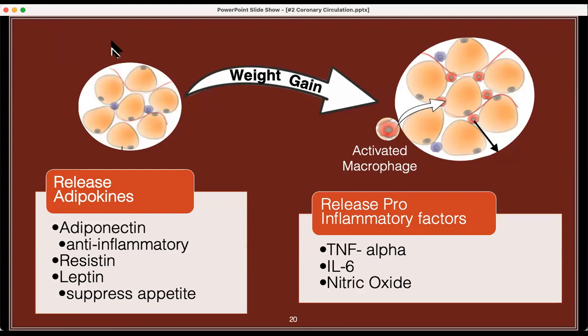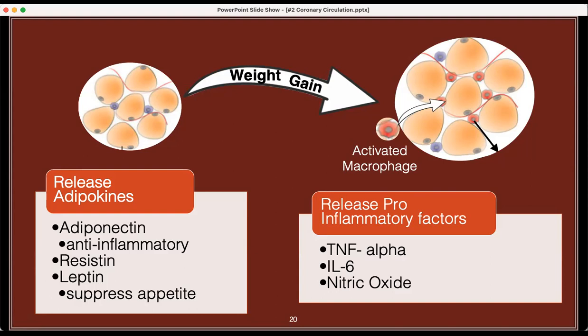Let's look at what happens with obesity. Adipose cells, of course, in lean states are actually helpful. Lean adipose tissue releases anti-inflammatory cytokines. The hormone leptin is great, it suppresses the appetite.